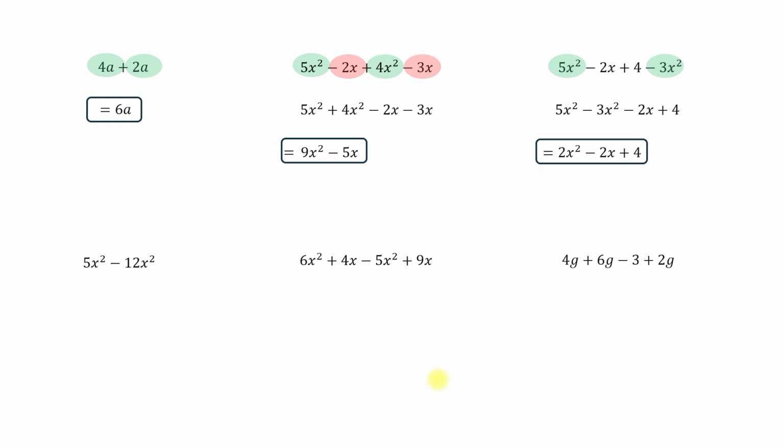In the next question, 5x squared minus 12x squared, they're both like terms, so we can complete them just like this. Next question, 6x squared plus 4x minus 5x squared plus 9x. We have two pairs of like terms. The 6x squared and negative 5x squared are like terms. The 4x and the 9x are like terms. And that simplifies to x squared plus 13x.